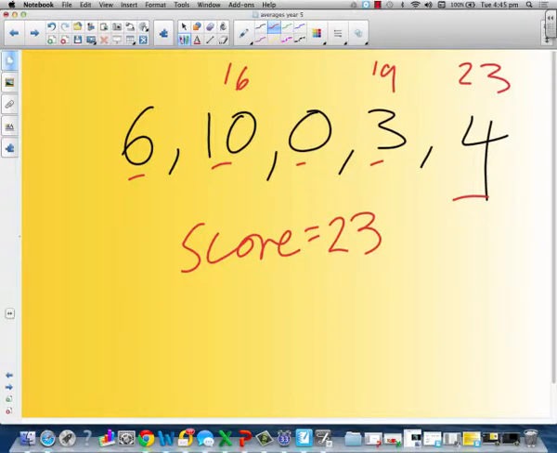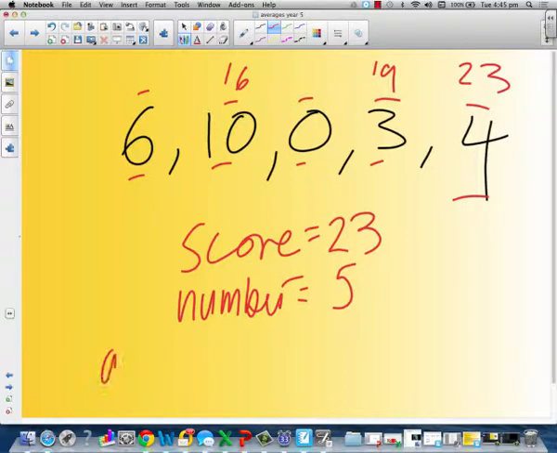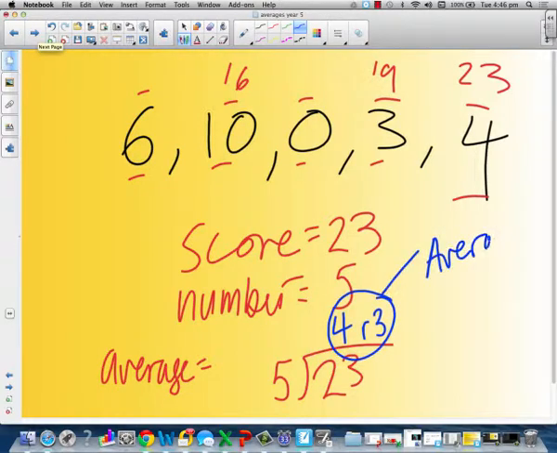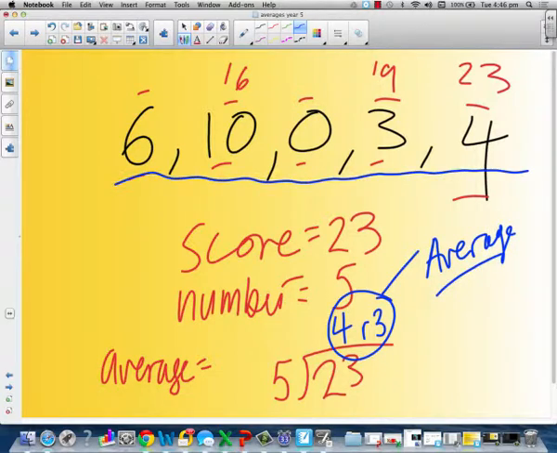And how many scores is there? What's the number of scores? That's important as well. There's 1, 2, 3, 4, 5 scores. So the average is going to equal the total scores, 23, divided by the number of scores, which is 5. So 5 into 23 is 4, with a remainder of 3. So that's your average. That's the average of all these scores, 4 remainder 3.